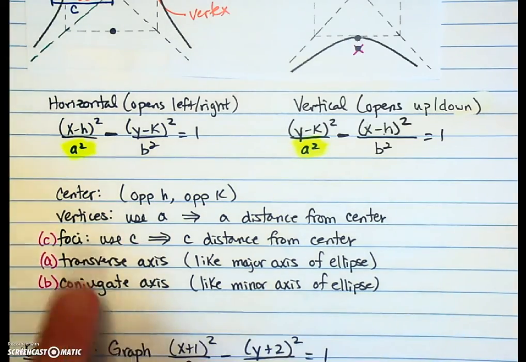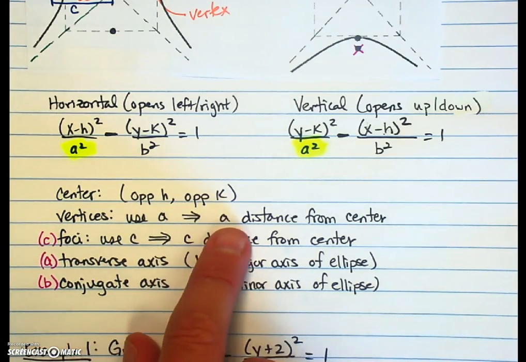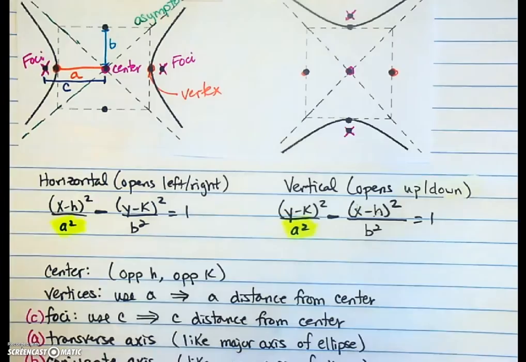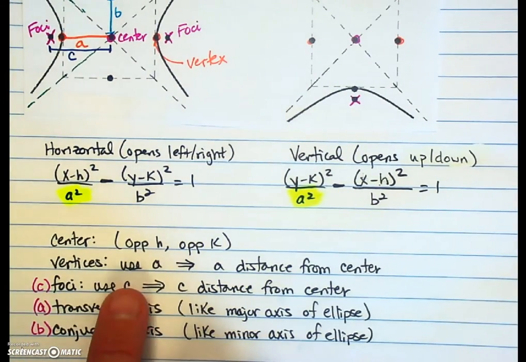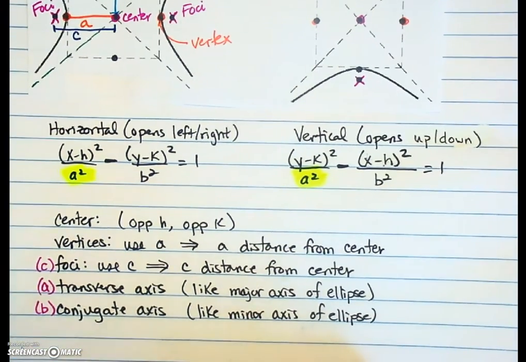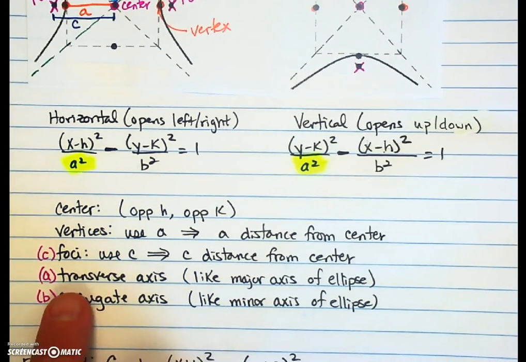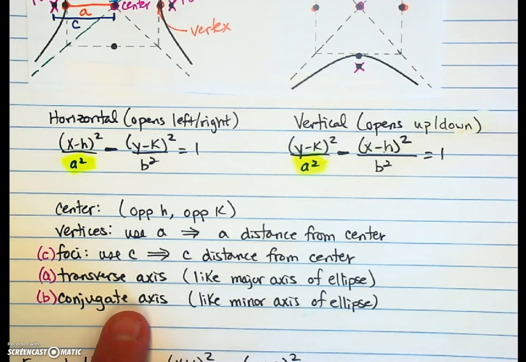That doesn't change. Our vertices, we're still going to use a, and it's the distance from the center. That's not going to change. Focal points, we're going to use the calculator to find that, but that's still going to be our c value. And then now with a hyperbola, we're going to talk about a transverse and a conjugate axis.